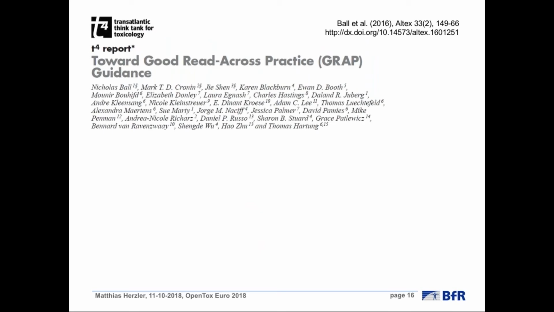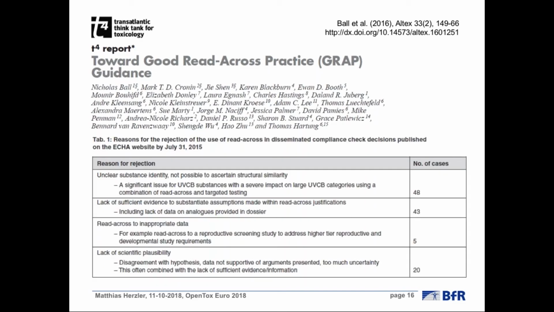So there is some activity going on to improve read across on the industry side, to provide more guidance on how to do it. There was a workshop in 2016. It's an interesting document. They analyzed certain decisions by ECHA and found the main reasons why a read across was turned down. One reason was, you can probably not read it there at the back, unclear substance identity.